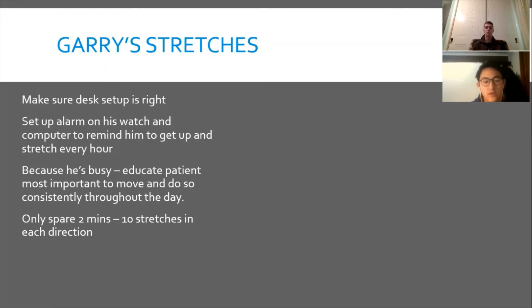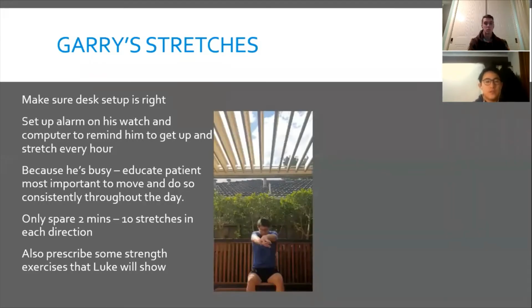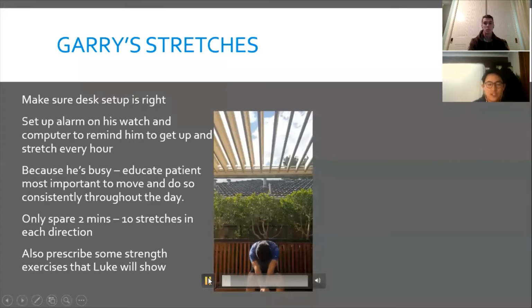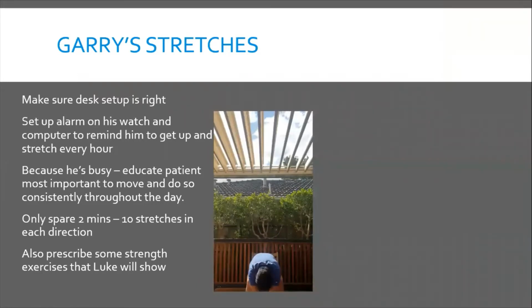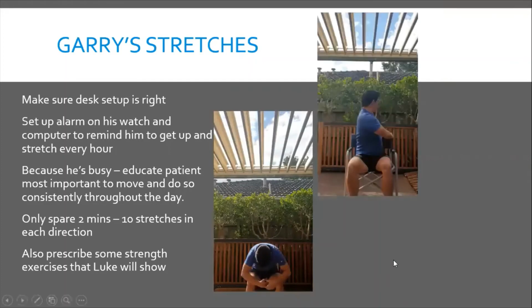So all we're going to give you is 10 stretches in each direction. And then we're going to also prescribe some strength exercises that Luke will show very well very soon. Okay, so we're just going to get him to do 10 in each direction. So he's at his desk. He doesn't like to be on the floor with 30. So we're just going to get him doing those bends forwards and back in the chair, 10 each direction, okay, every hour. We're going to get him to rotate 10 in each direction every hour in his chair.